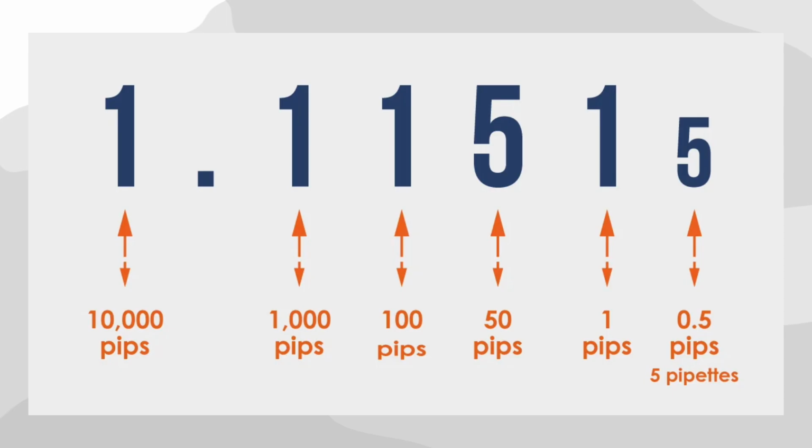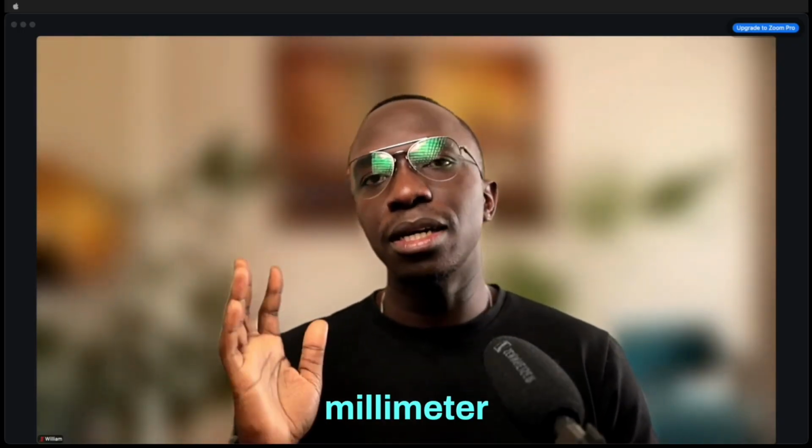Okay, so the 4th decimal place is the pip, the 5th decimal place is the pipette. Think of it like a ruler, right? We have centimeters and millimeters. The centimeters are the pips, the millimeters are the pipettes. It just gives the market a cleaner, high-speed electronic precision. It's a lot of math, but you don't really need to get stuck up in the complexities of it.